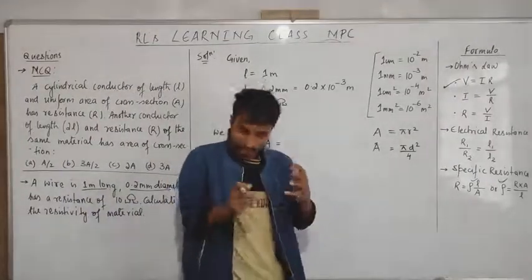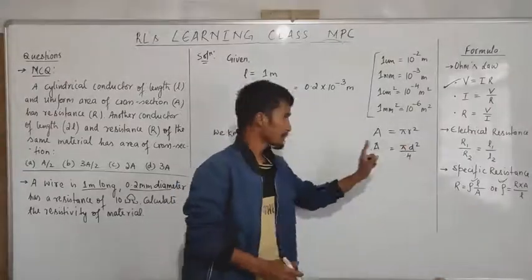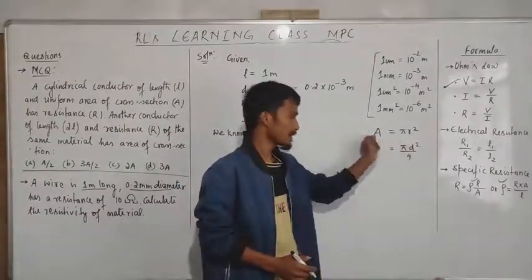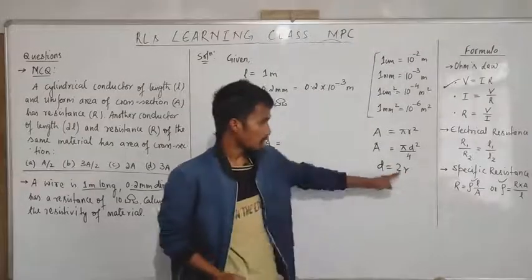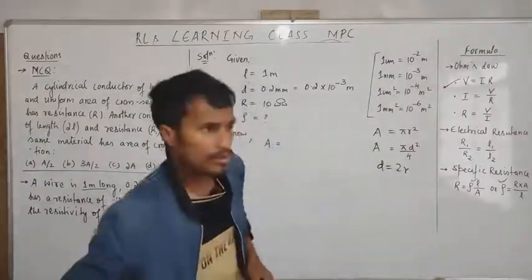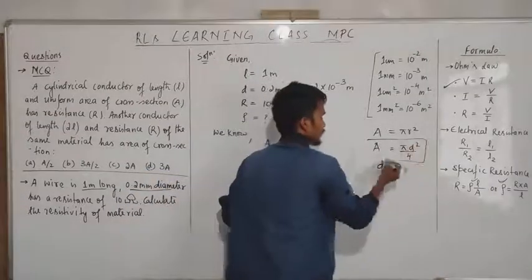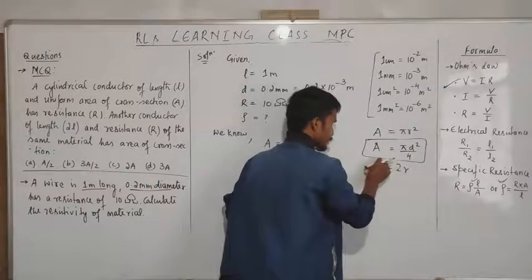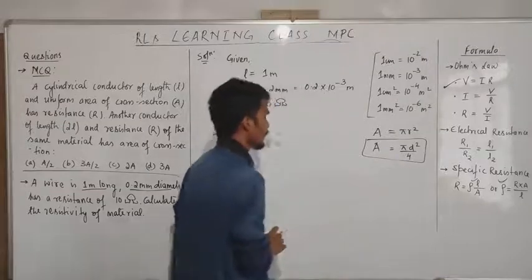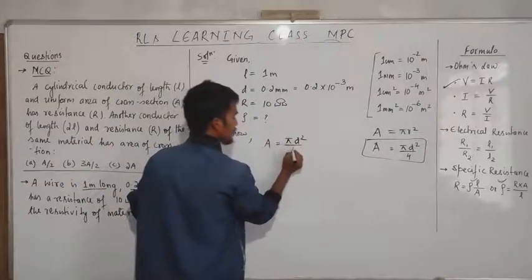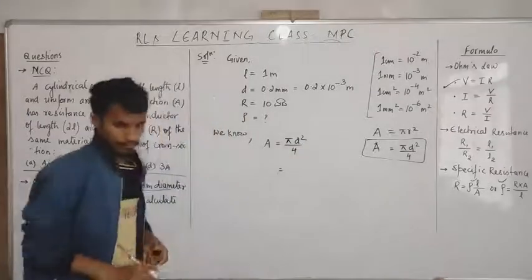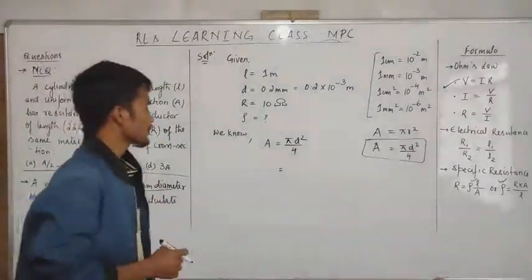But they'll teach you that if they give you the diameter, find the radius first, then find the area. Then you do like this: d is equal to 2r, and you find the value of r. But here we don't need that one. I will use this formula so that we don't need to use that. Okay, now area is equal to pi d square by 4.